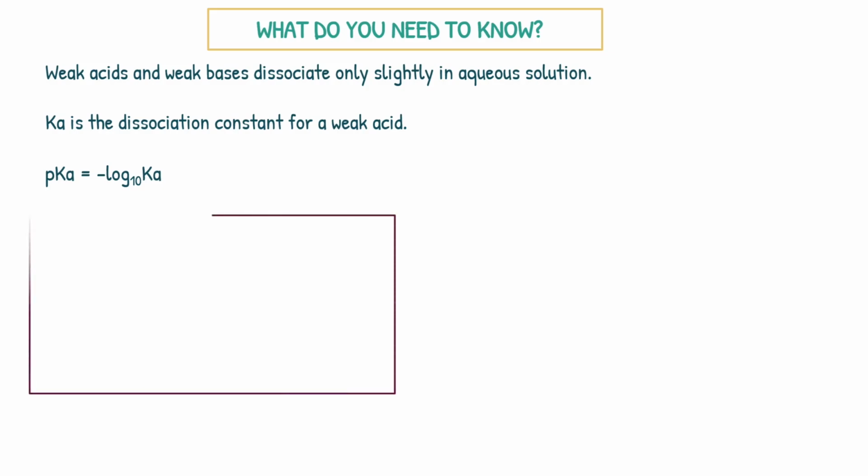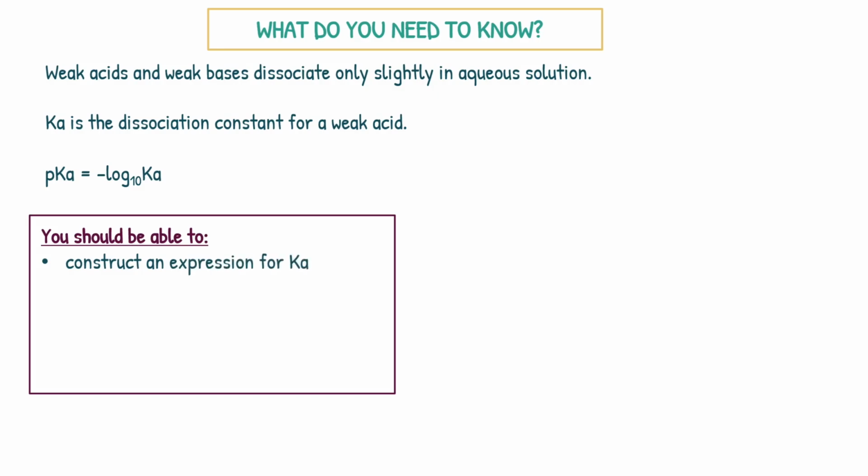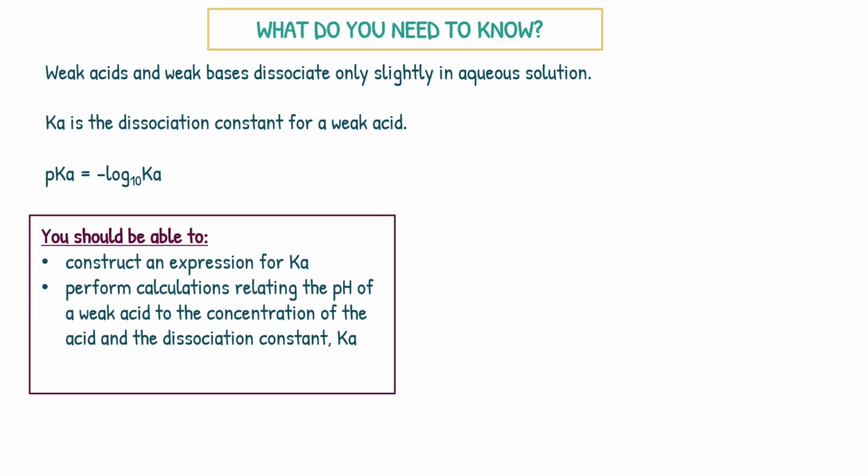Next up, what should you be able to do as a student? You need to be able to construct an expression for Ka. You need to be able to perform calculations relating the pH of a weak acid to the concentration of the acid and the dissociation constant Ka. If you're a bit confused, we'll break it down in a second. And then lastly, you need to be able to convert Ka into pKa and vice versa.